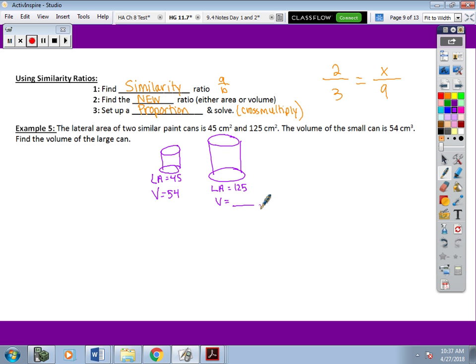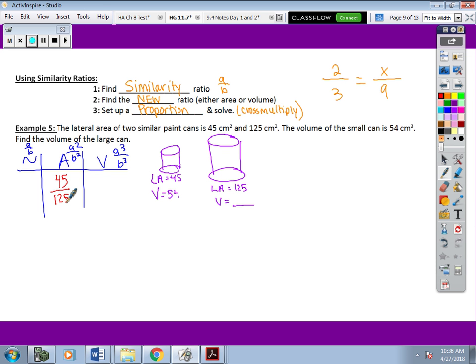It's not that simple. We need to first find the similarity ratio. Right now we have the area ratio. So again, I highly recommend just setting up this chart every single time. And if you need to, you can even put the formulas. So this would be our area. So we have 45 over 125. Lateral area is still area. How do I find my similarity ratio?